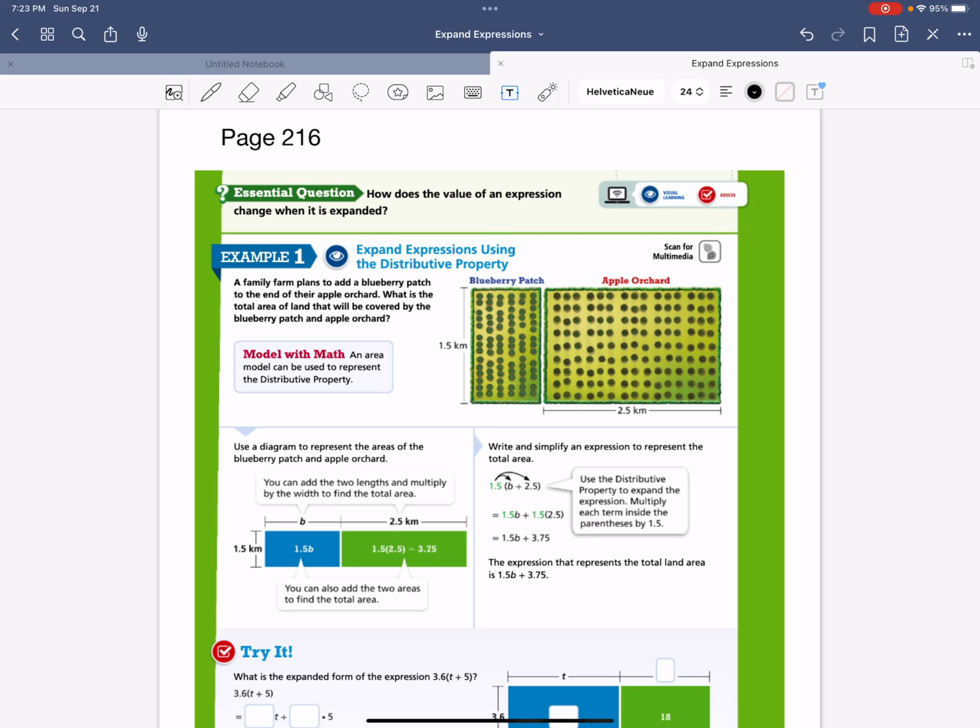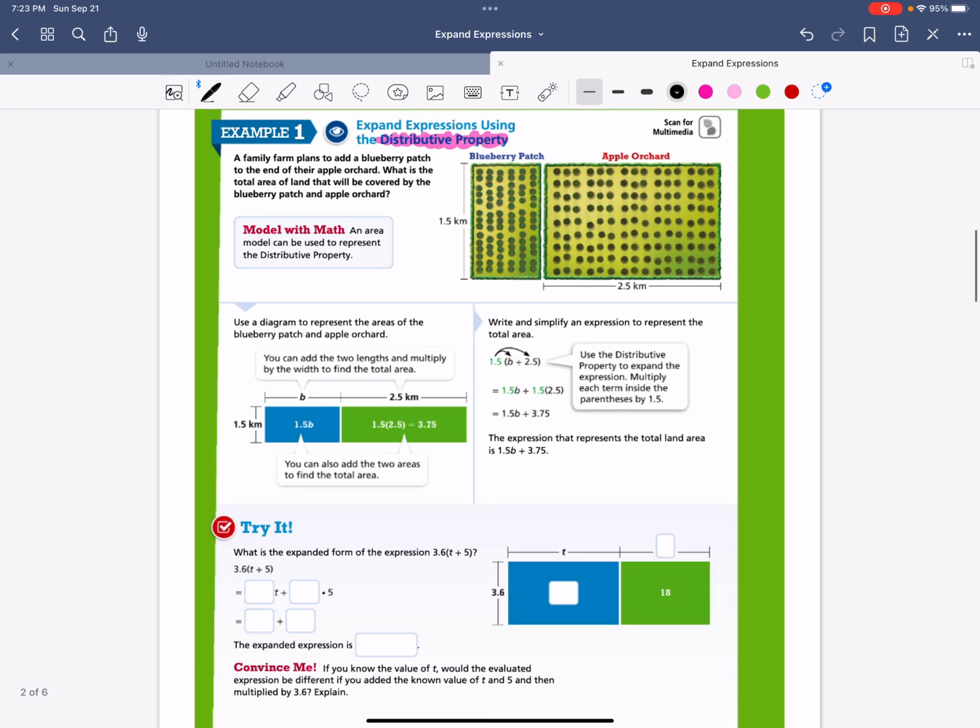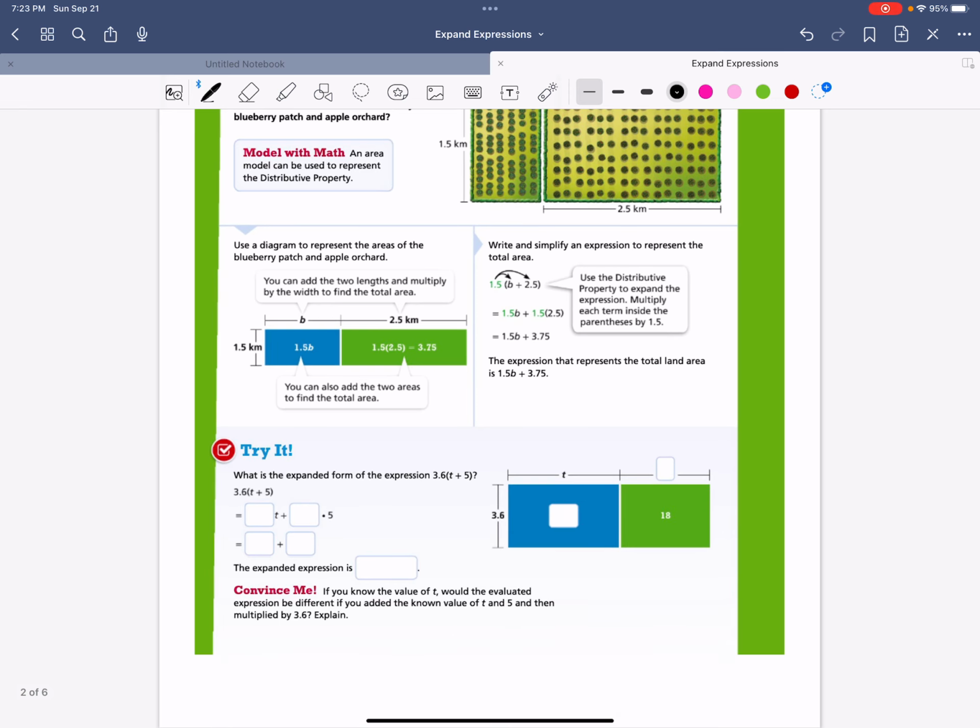All right, hopefully everyone is at page 216. So today we're going to talk about expanding expressions. We have actually done this in class before, but we're going to spend a lot of time on it today. It's called the distributive property. Hopefully you know what that means from last year or what we've done in class this year, but let's look more into it today. So let's look at our try it.